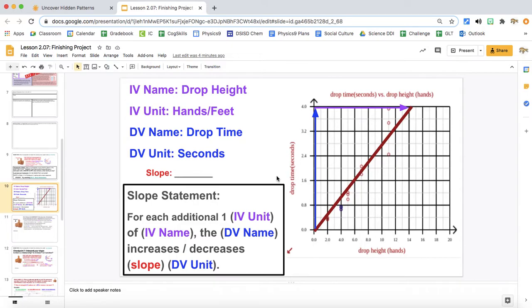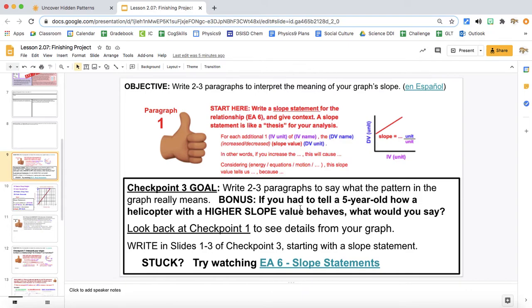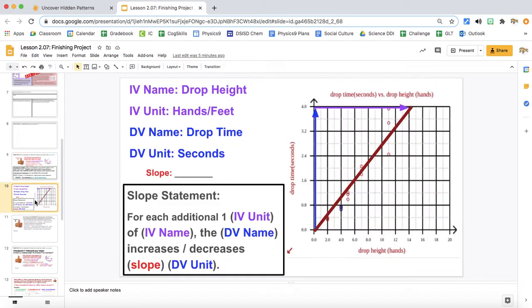If I change the slope to, for each additional 1 hand of drop height, the drop time increases 2 seconds. If it took 2 seconds to fall each additional hand, that would be a much slower helicopter. So coming back to this question, if you had to tell a 5-year-old how a helicopter with a higher slope behaves, we're seeing that it would actually mean a slower helicopter.